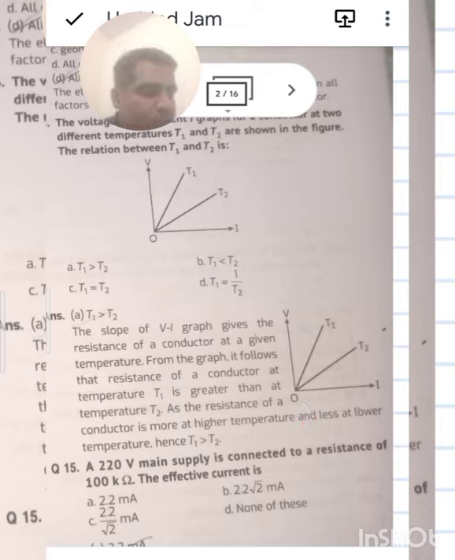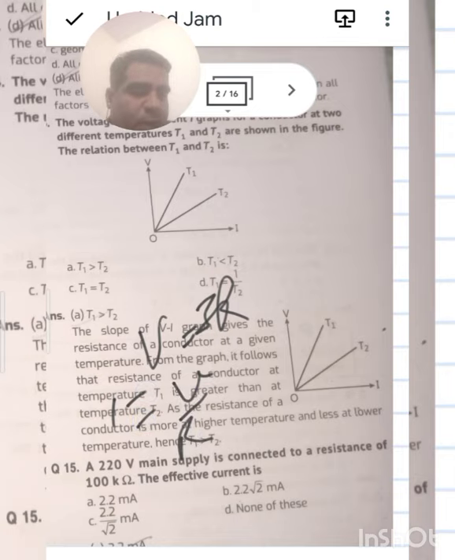Now question number 15. A 220 volt mains supply is connected to a resistance of 100 kilo ohm. What is the effective value of the current? Very simple, we will write V is equal to IR, so I is equal to V upon R. What is the value here? It is given as 220 upon 100 kilo ohm.